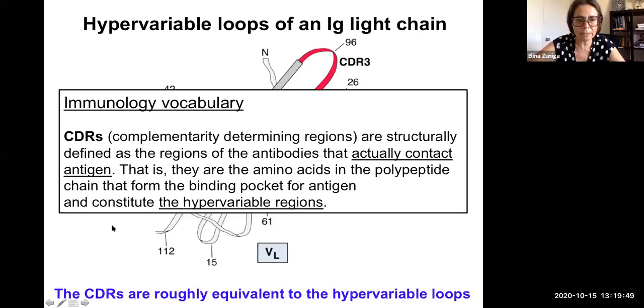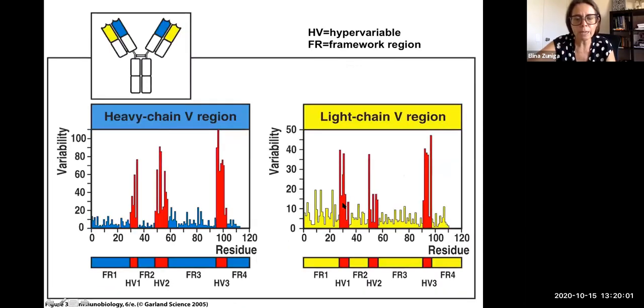So the CDRs, the complementary determining regions, are roughly synonymous, equivalent to the hypervariable regions of the antibody. And so this is evidence that these hypervariable regions exist.